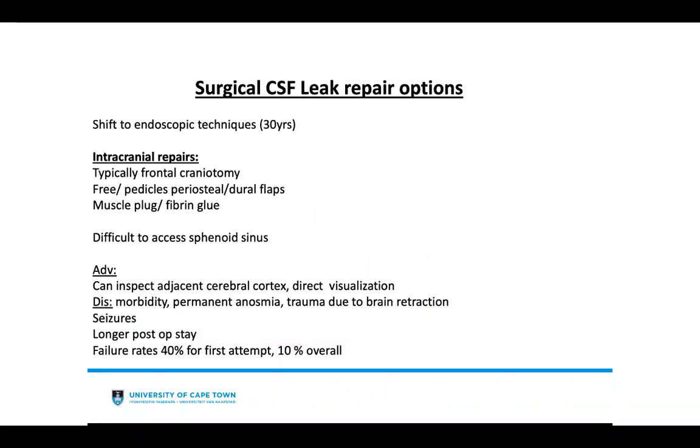So if we move now to our surgical CSF leak repair options, as we mentioned before, there's been quite a big shift to endoscopic techniques over the last 30 years. The literature still describes intracranial repairs, and that's typically done by frontal craniotomy, and you can have a variety of flaps. You can have free flaps, periosteal flaps, dual flaps, muscle plugs, fibrin glue. The area that might be difficult with an intracranial repair is the sphenoid sinus. It might be difficult to access.